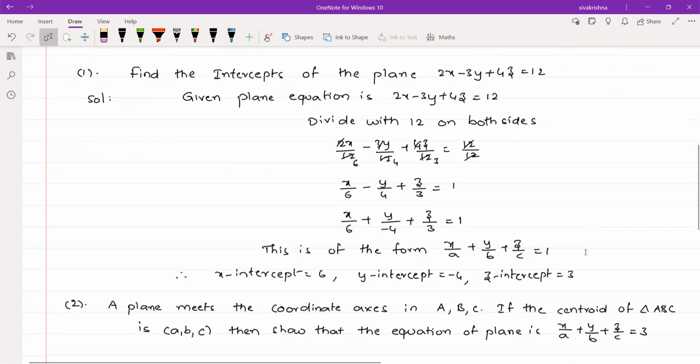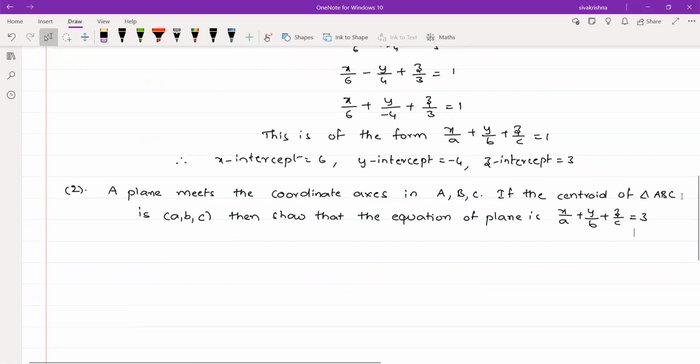After that, if the centroid of the triangle ABC is (a, b, c), then we have to prove that the equation of the plane is x by a plus y by b plus z by c is equal to 1. Okay, this was the given problem. Once again, in the hypothesis it says that a plane meets the coordinate axis at A, B, C, and it is also given that the centroid of triangle ABC is (a, b, c). With that hypothesis we have to prove the equation of the plane is x by a plus y by b plus z by c is equal to 1.